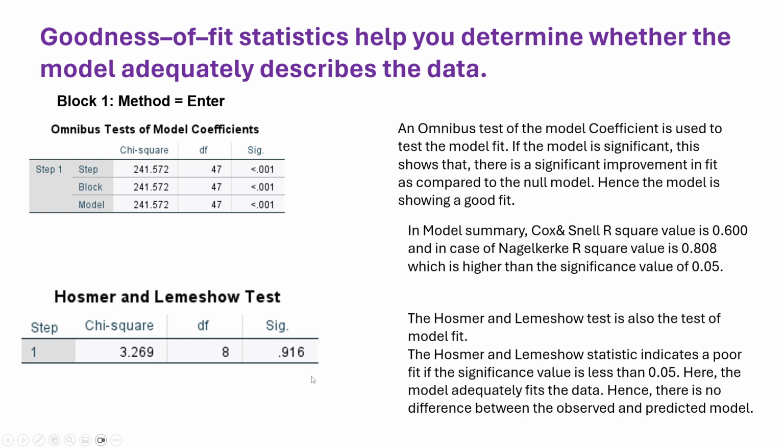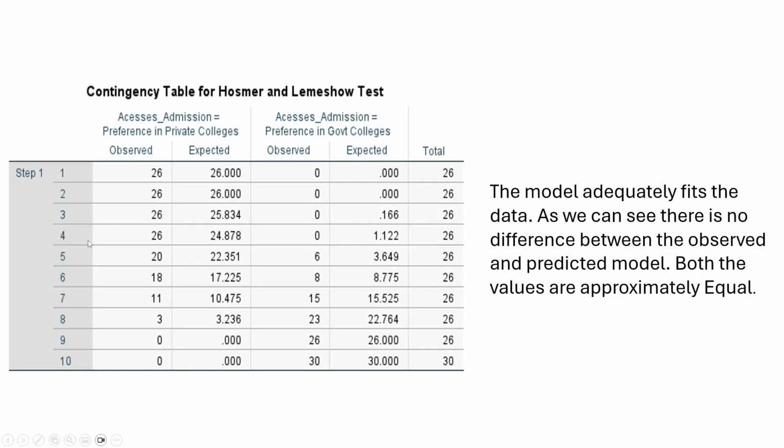So based on the Hosmer and Lemeshow test, we are able to understand that there is no significant difference between the observed and predicted model. Next one is the contingency table for the Hosmer and Lemeshow test. The model adequately fits the data. As we can see, there is no difference between the observed and predicted model. Both the values are approximately equal.